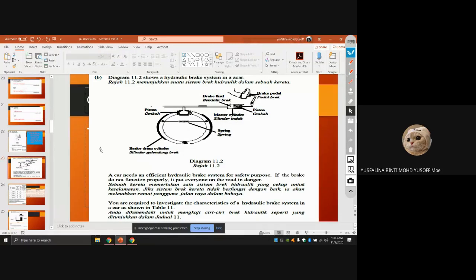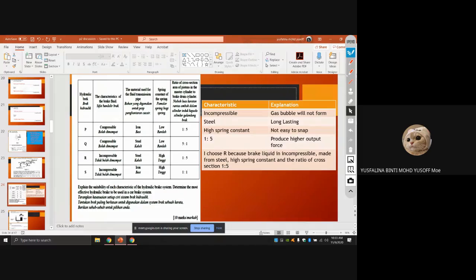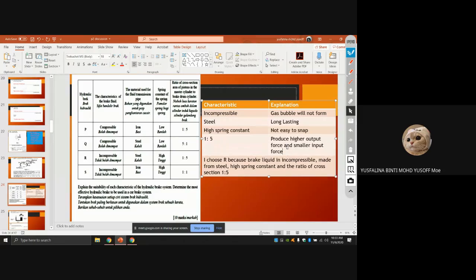So this one should be smaller, because we want the input force to be smaller but the output force to be bigger. So this is 1 over 5, to produce a higher output force. And you can add a smaller input force, so you don't need to push the brake so hard, because you only need a small input force.